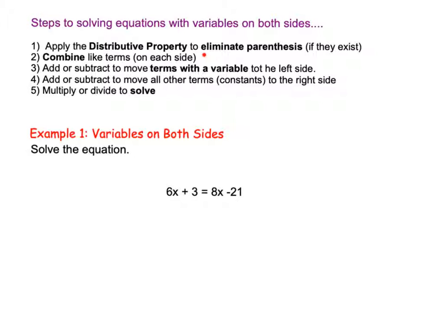And then you would move your constants either to the left side or the right side, depending what you need to do in order to gather all your constants together. And then finally you'll multiply or divide to solve. So it seems like a big list, but really nothing is new there except moving entire terms if you need to collect variables on one side. Let's look at example 1.